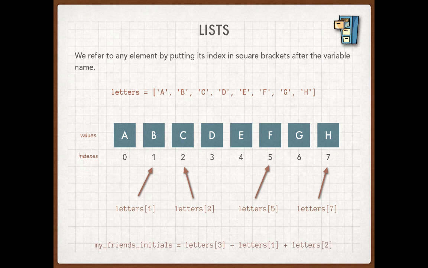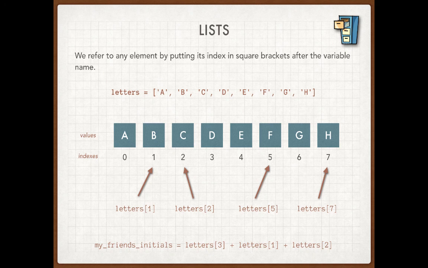So for example, I could concatenate together a list of letters. I could say my friend's initials are whatever is in the 3rd drawer. Oh gosh, that's too much. So it's going to be D plus the 1st drawer, which is going to be B, plus the 2nd drawer, which is going to be C. So I could actually extract values from that list individually and work with them.